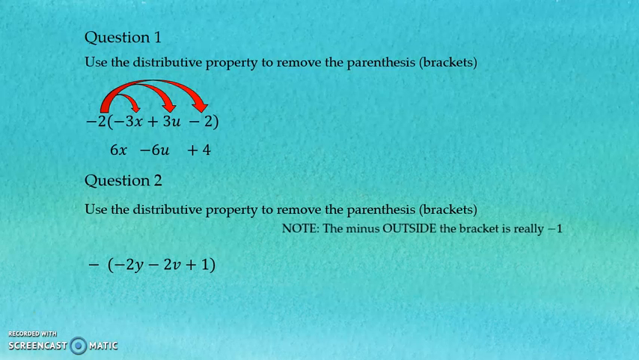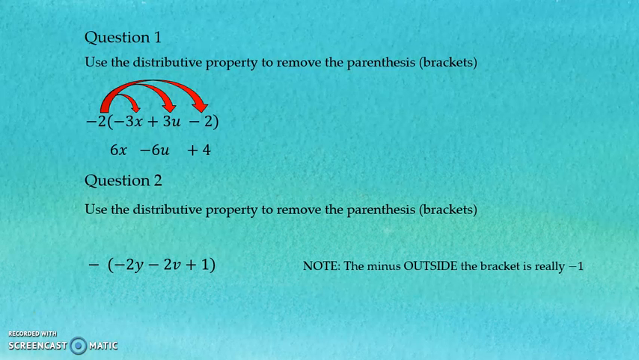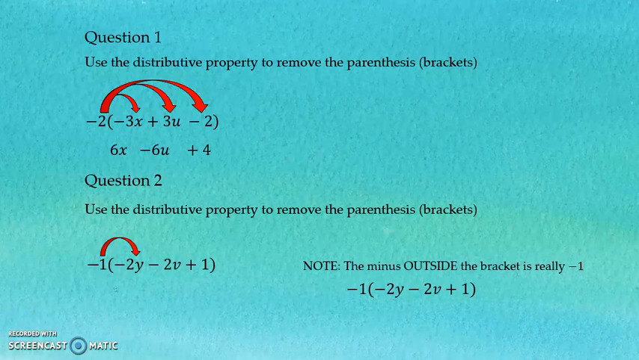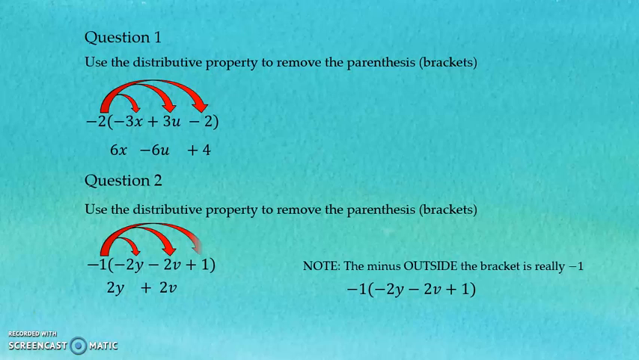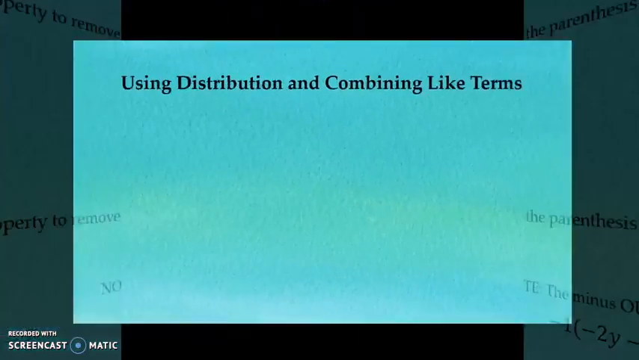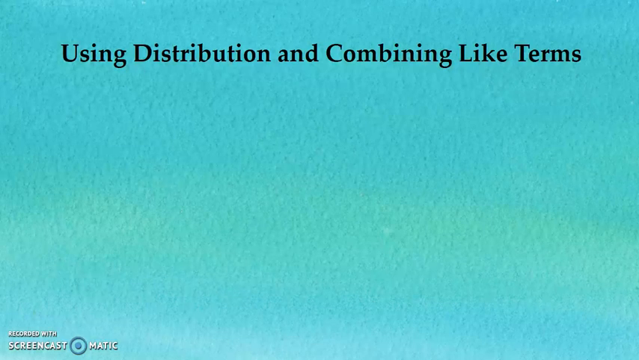Question 2. Use the distributive property to remove the parenthesis. Now, please note in this question, the minus outside the bracket is really minus 1. So, let's replace it with minus 1. Minus 1 times minus 2y is 2y. Minus 1 times minus 2v is plus 2v. And minus 1 times 1 is minus 1.